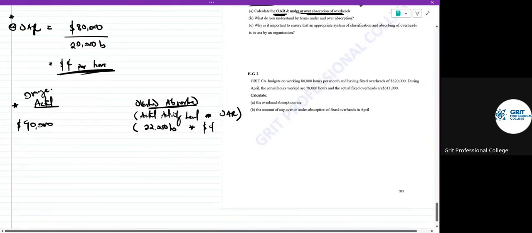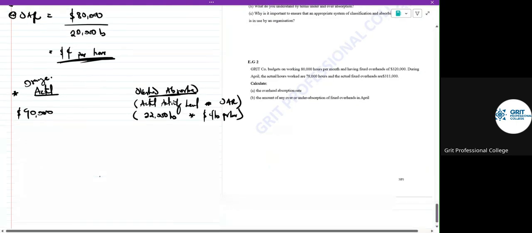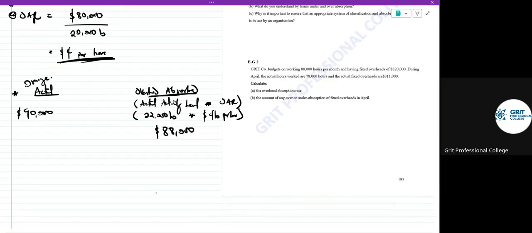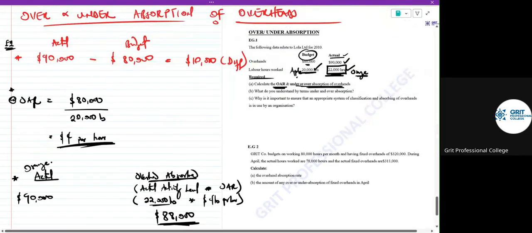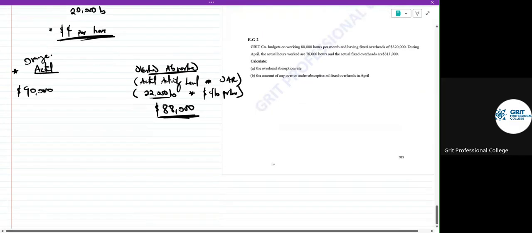Okay, so 22,000 hours by $4 per hour. That gives me $88,000. So this $88,000 that I've computed is an orange. Why? Because it uses the 22,000 hours, which is the activity level for the actual information. So now I can compare this orange with this orange.